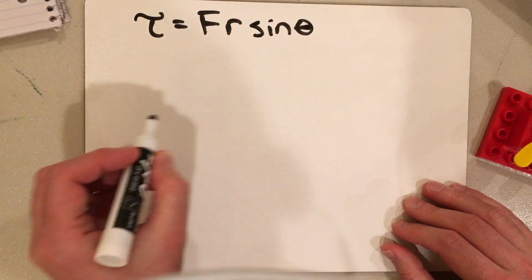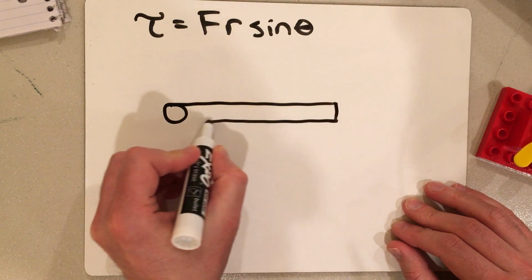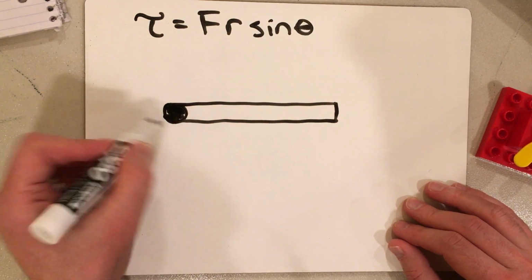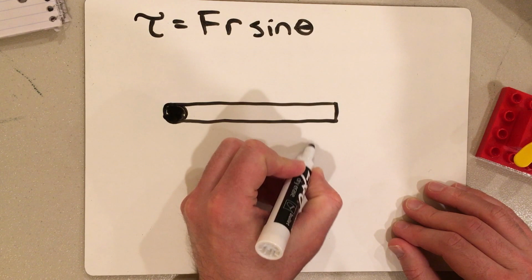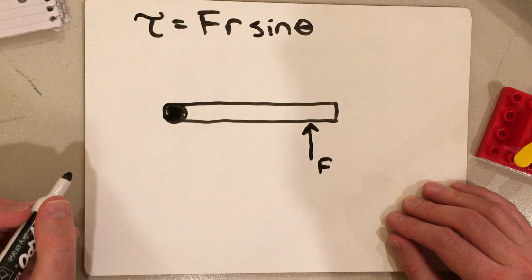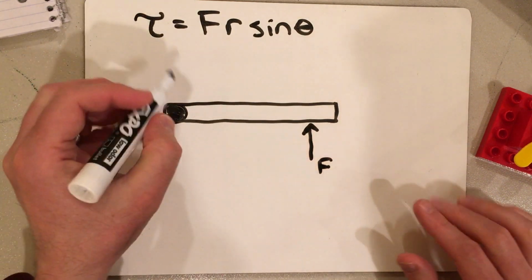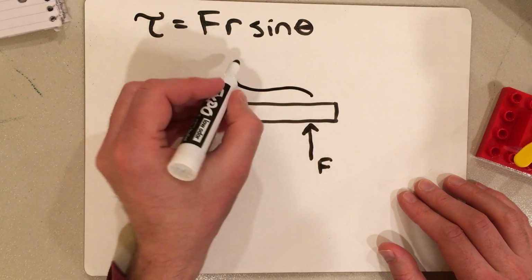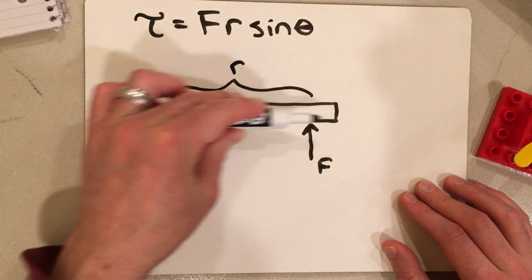Let me do an example. Let's look at a simple situation. Let's just say we've got a board like so. This right here will be the hinge, which is going to be our rotational axis. And let's say that I apply a force upwards on this board. So this force is being applied some distance from the rotational axis. From here to here, that distance is the lever. And you can see that this lever is going to be horizontal.